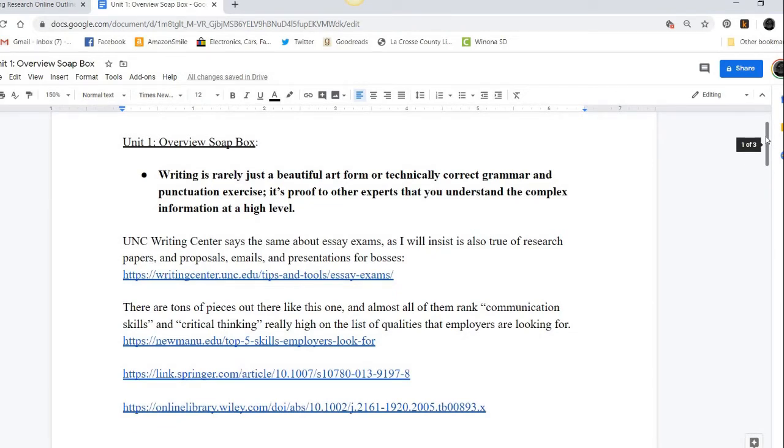Writing is rarely just a beautiful art form or a technically correct grammar and punctuation exercise. It's much, much more often proof to other experts that you understand complex information at a high level. Whether this is a peer, a coworker, a professor for another class who is asking you to repeat the information you've already learned, or a boss or employer who has sent you off to explore something, they're not going to look at the writing that comes back very often and talk about your writing. It's either going to reflect that you do or do not understand what they've been talking about or asking about.